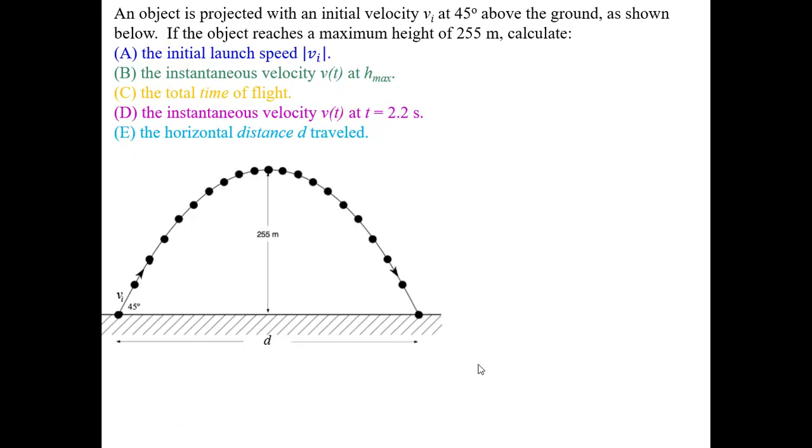In part A, it asks us to find the initial launch speed. Here we just need to find what vi is. The angle is already given to us. That's the direction, which is 45 degrees. So let's go and crack it out.